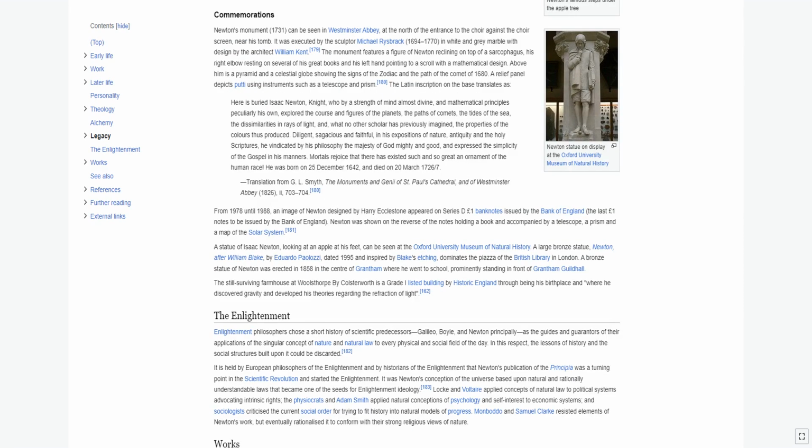Newton's monument, 1731, can be seen in Westminster Abbey, at the north of the entrance to the choir against the choir screen, near his tomb. It was executed by the sculptor Michael Rysbrack, 1694–1770, in white and grey marble with design by the architect William Kent.